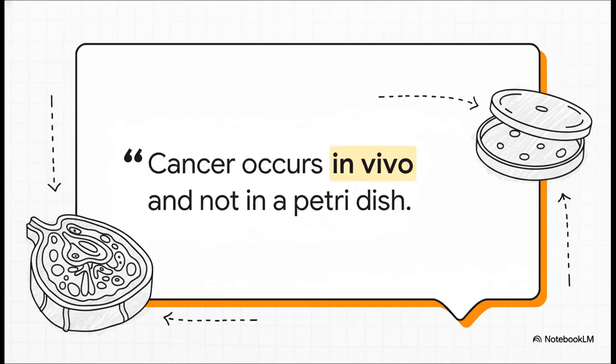And boom, there it is again, another zinger from the real world. A referee for a scientific paper once wrote, "Cancer occurs in vivo and not in a petri dish." It's basically saying, hey, your model is way too simple. It's nothing like a real living thing. And you know what? On the surface, it's a totally valid point.